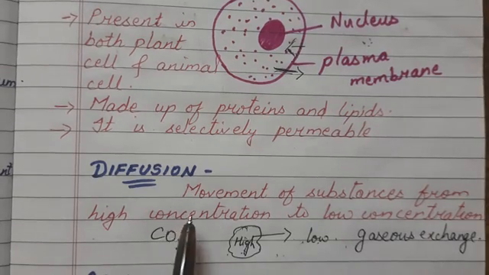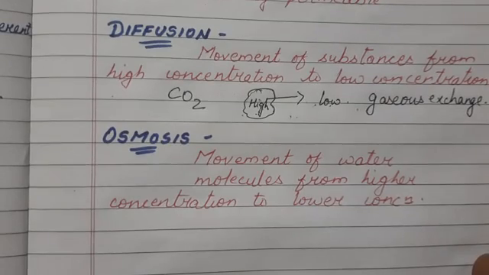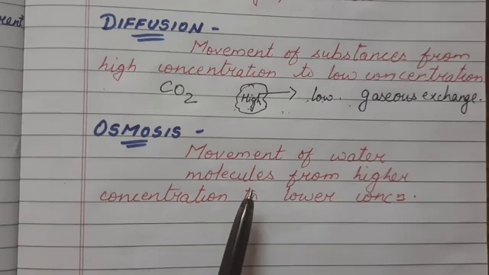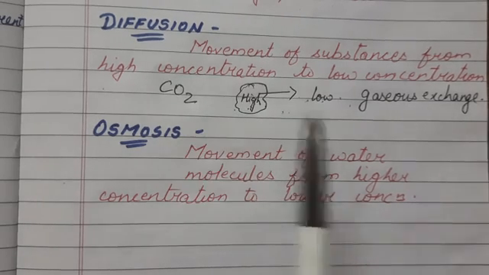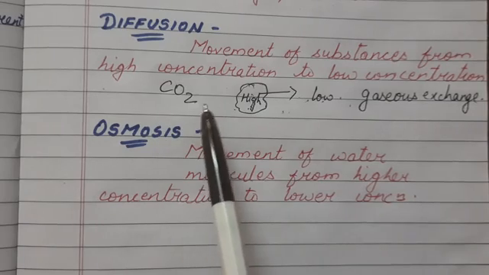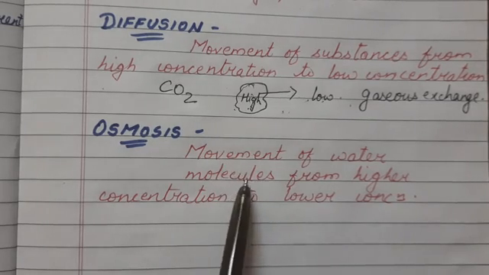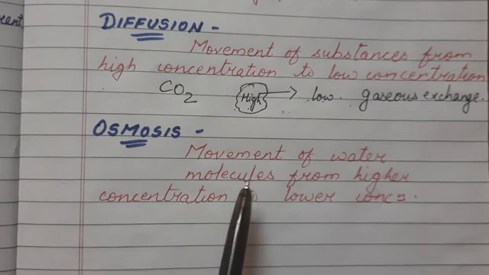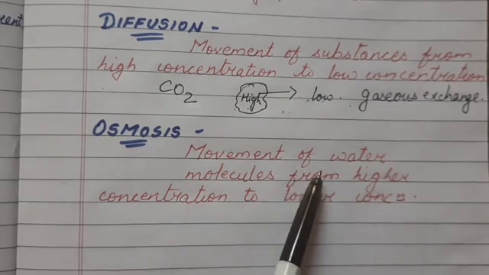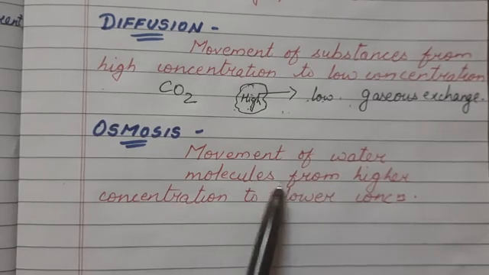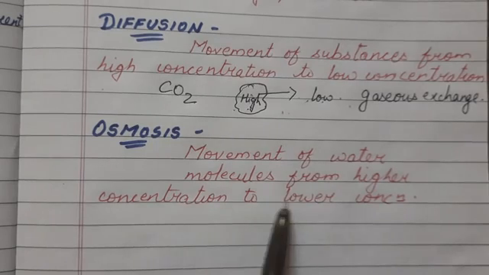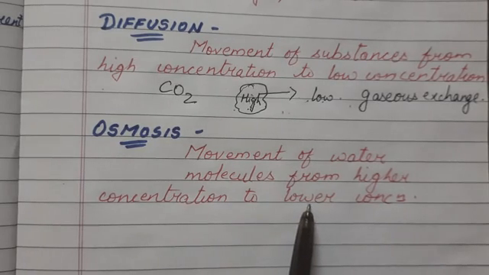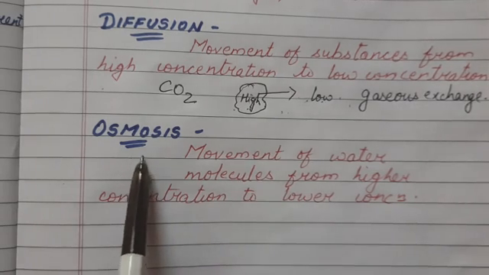Now, not only gases, water also obeys the law of diffusion. Just like carbon dioxide and oxygen move in and out of the cell, in the same way water molecules also move in and out of the cell. The movement of water molecules from high concentration to lower concentration across the selectively permeable membrane, which is the plasma membrane, is called osmosis.